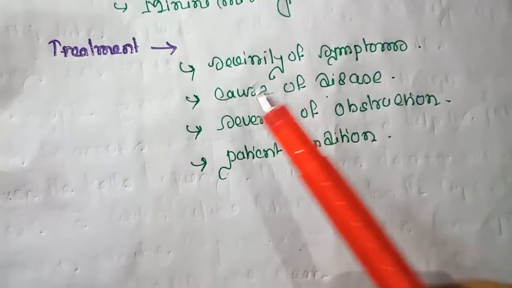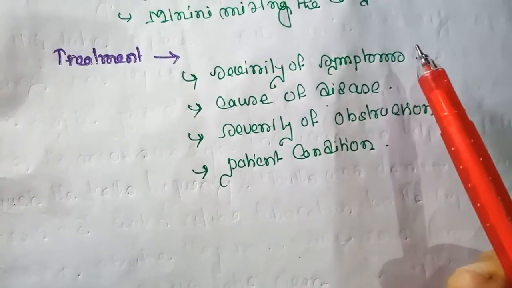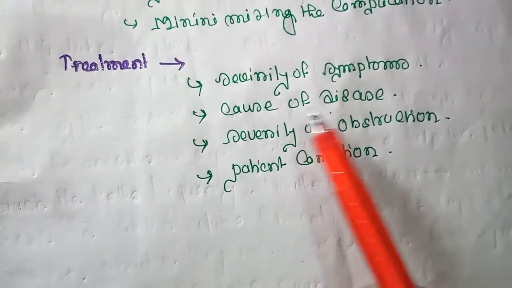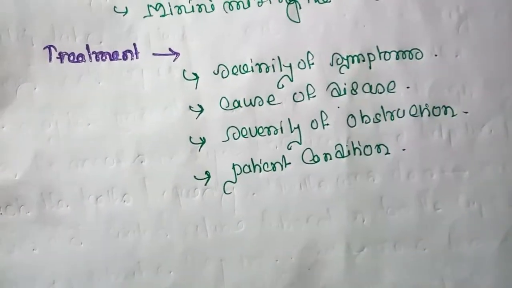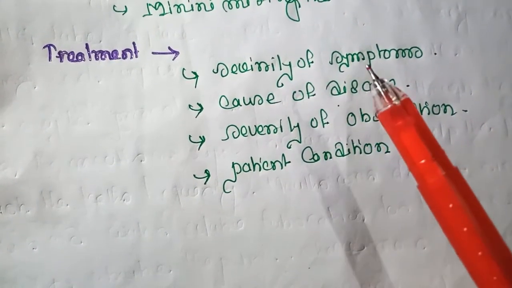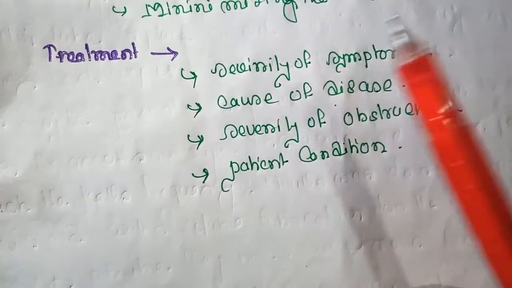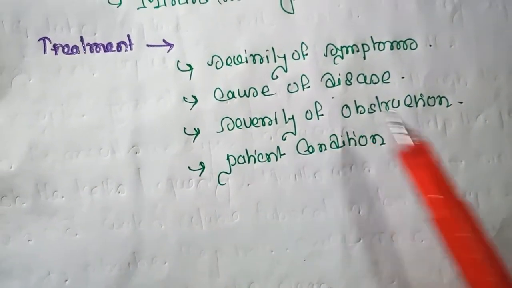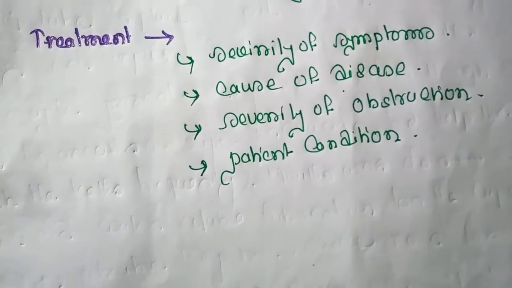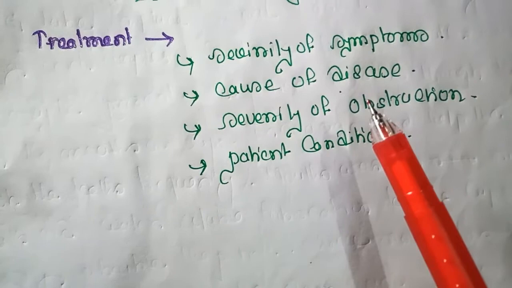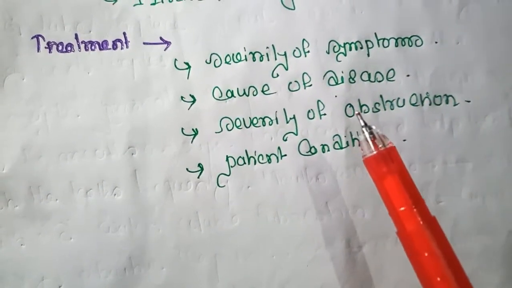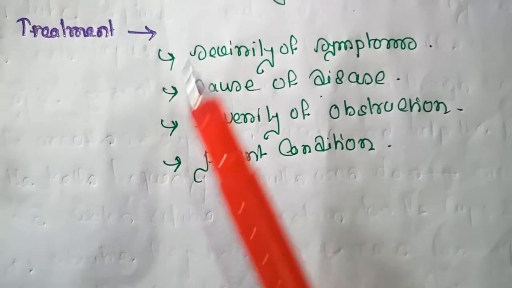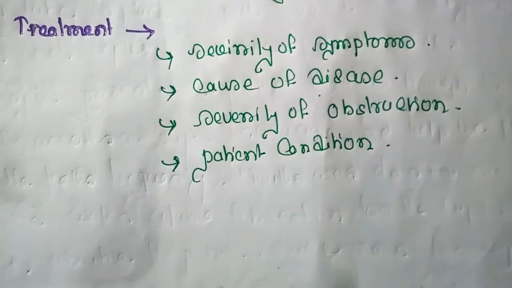Treatment depends on the severity of symptoms, that means whether symptoms are acute or chronic. Next, the cause of the disease. If the disease is caused by an acute condition, then the treatment is different from a chronic cause. Next, severity of obstruction. Treatment depends upon what type of obstruction occurs, whether partial or full. Next, patient condition. Treatment depends upon the patient's condition.